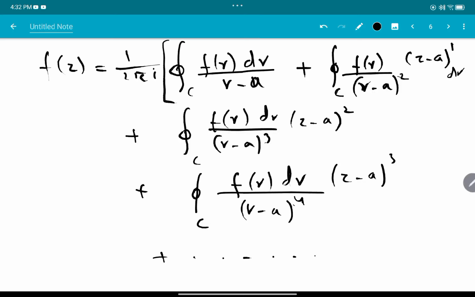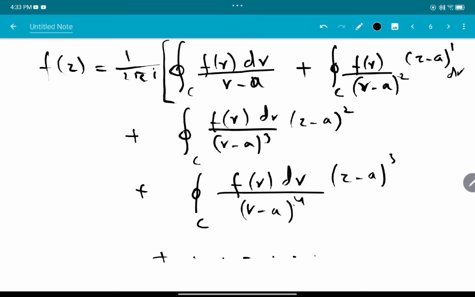But in the process, you can take this (z minus a) out of the integral, because z and a are not variables of integration. The variable of integration is gamma, so you can take them out. You can keep them out if you like, and then you will apply these Cauchy's integral formulas.